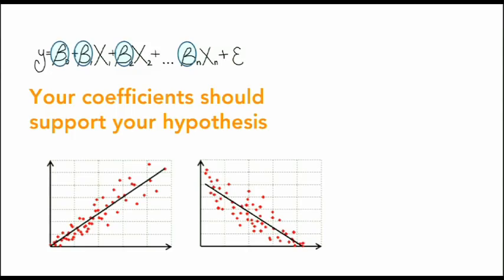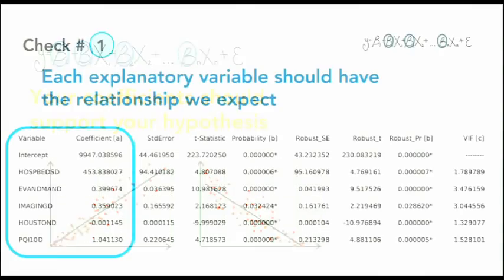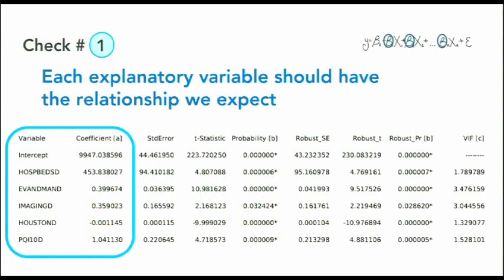So the checks start with talking about the coefficients. There's a couple of checks that are related to our coefficients and to those explanatory variables that we've included. So check number 1 is that each explanatory variable should have the relationship that we are expecting it to have when we do this analysis.